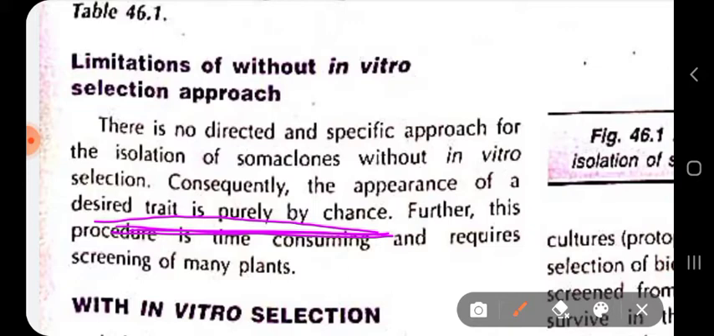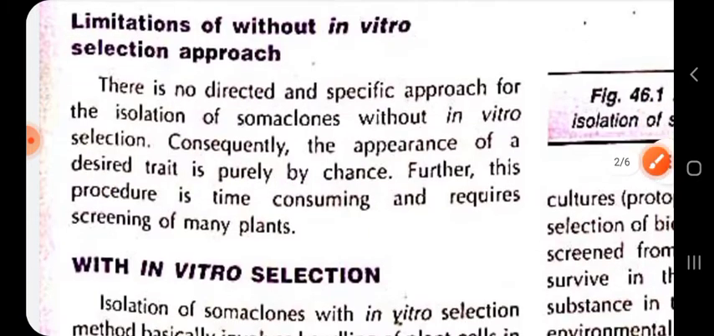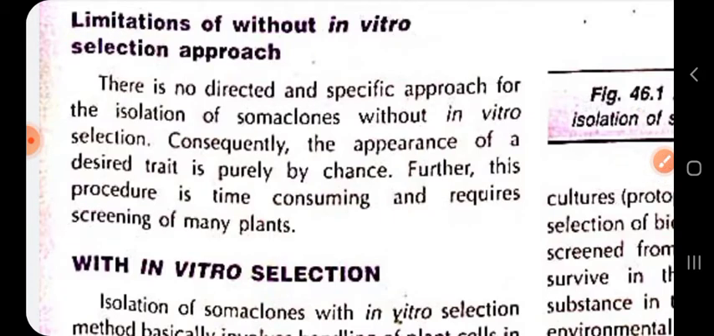But without in vitro selection we are not using any selective agents. It is not a specific approach or direct approach for isolation of somaclones. It is appearing by chance. The trait may be desirable or non-desirable also. It's purely by chance. Further, this procedure is obviously time consuming, because to find out such a trait, it requires screening many plants. Many, many plants we have to screen, the molecular analysis we have to do, cytological study we have to do.